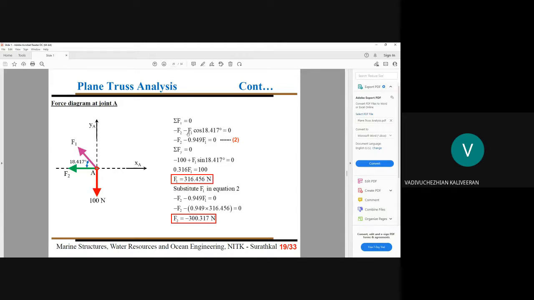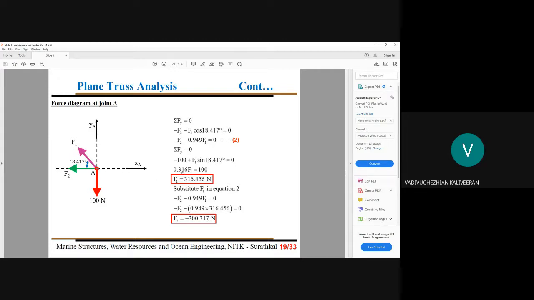When you think about force equilibrium along x equal to 0, you have to remember F2 is towards the negative x direction. We are using our local coordinate only. This is XA, YA. So when I consider summation of Fxa equals 0, it is minus F2 minus F1 cos 18.417. And the other thing won't be contributing towards the XA direction. So we are rewriting this equation: minus F2 equal to 0.949 F1. Next, we see our force equilibrium along this y direction. 100 Newton is towards the negative YA direction. So F1 cos of 90 minus 18.417, that is sine 18.417.